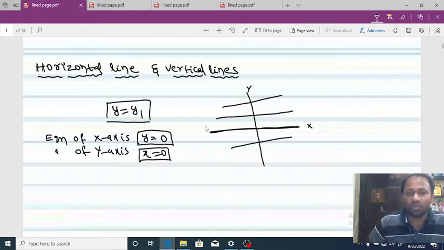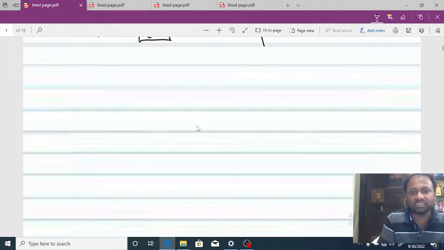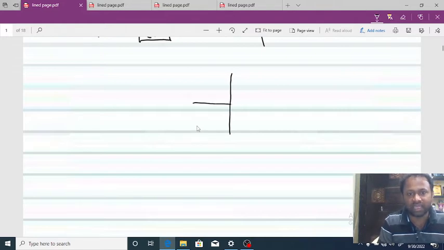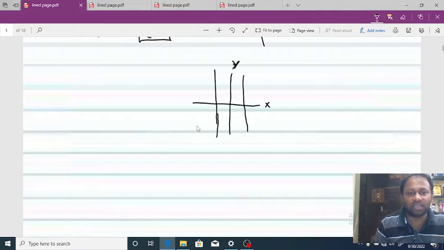Okay. Now the vertical line. What do you mean by a vertical line? I will take the x-axis as well as the y-axis. This is the x-axis and this is the y-axis. Vertical lines means the lines which are parallel to the y-axis. These are all called vertical lines.